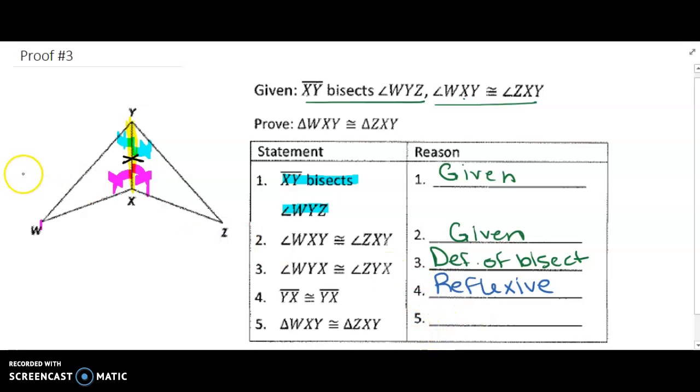And now I can say these triangles are congruent. Why? Well, angle, side, angle. I have 2 angles and a side, and the side I know is between the 2 angles that I know.